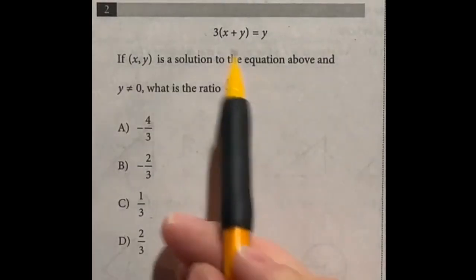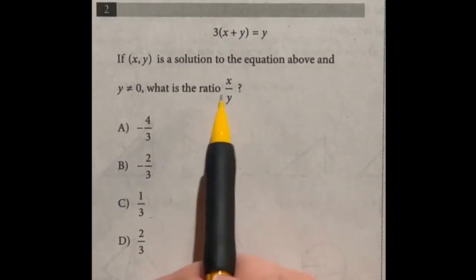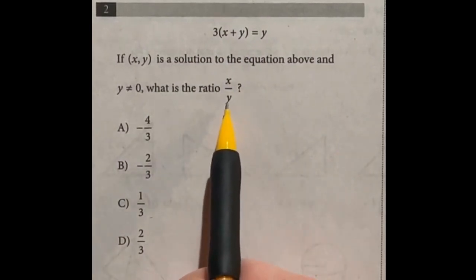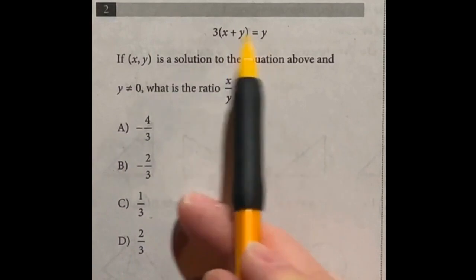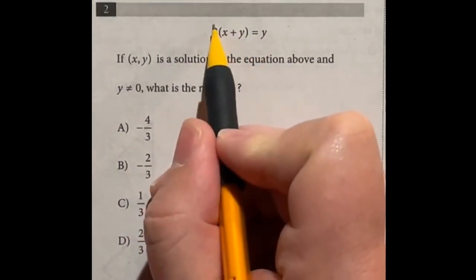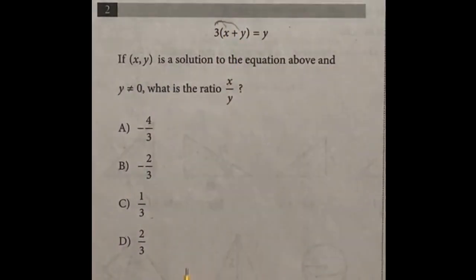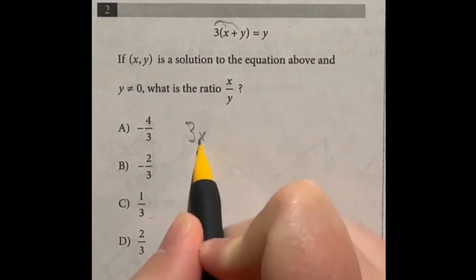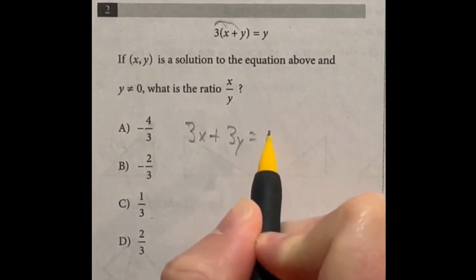So in this question, it gives you an equation, and it wants to know what the ratio x over y would be equal to. So essentially, we want to reconfigure this equation up here to get x over y by itself on one side. The first thing I'm going to do is distribute this 3 to both of these guys up here, giving me 3x plus 3y is equal to y.